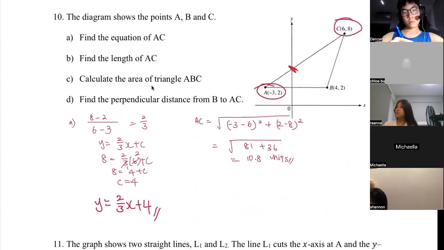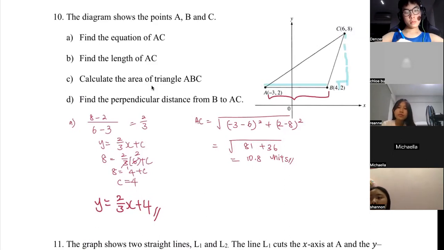Okay, and then I want to find the area of the triangle ABC. So this is my base. This is my height, my perpendicular height. P5 we learned, right? So from here to here, how many units? 3 units there, 4 units there, total 7 units. Height? From 2 to 8, that is 6 units, correct? So it's just half times 7 units times 6 units. That gives me 21 units square.